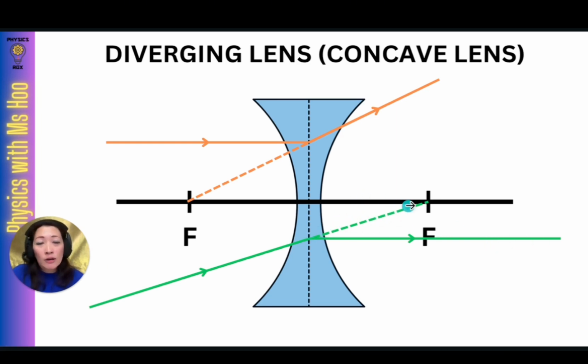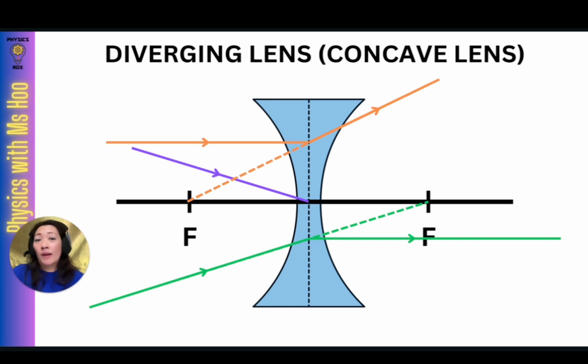You still need to draw this part of the path to show that the light ray is being directed towards this focus point. The third light ray that we draw is identical to the third light ray path that we drew in a converging lens. It's a light ray that is directed towards the optical center.